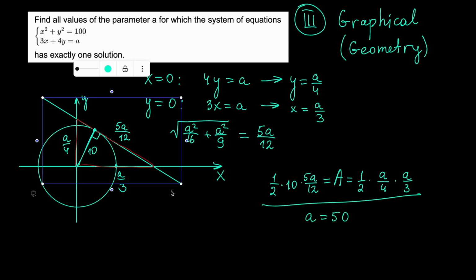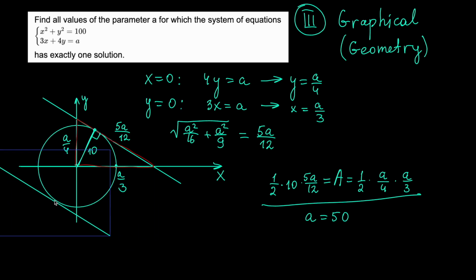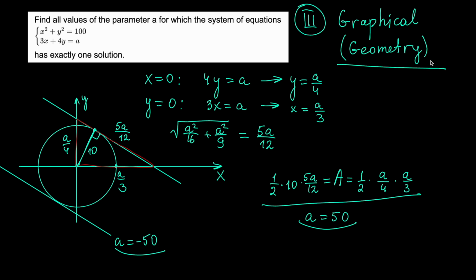And similarly, for this case, when the line is tangent and touches the circle down there, we will have a equals minus 50. So we can get both the positive and the negative values of the parameter. And that was solution number 3, which uses more of elementary geometry. There are other ways to calculate the values of the parameter for graphical solutions. I showed you these two because they are the most common, but if you have other ideas in your mind, feel free to write them down in the comment section. Now let's move on to the next solutions.